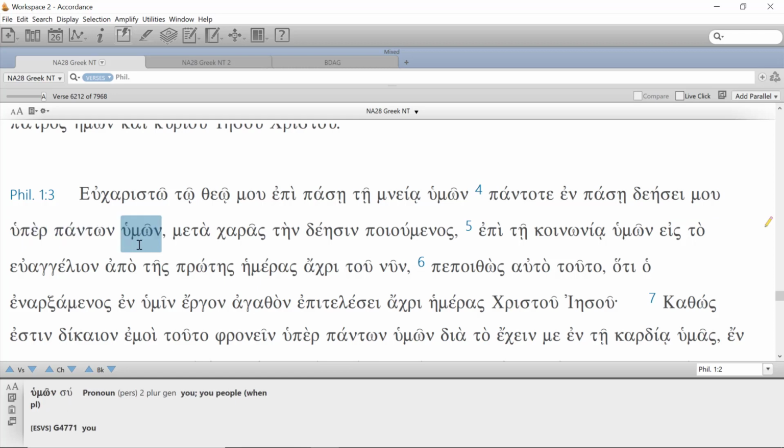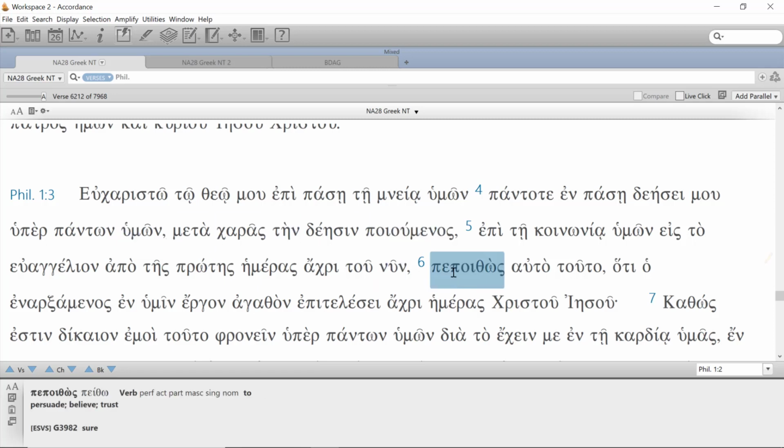And I'll stop right there. Maybe you heard and saw we've got a pi right there. Pantote en pasi deesei mou huper, another pi there, panton humon. And what is he saying here? He says, always in every one of my requests for all of you. And so it kind of has this machine gun effect, and maybe complements this idea that he's always praying for them. Okay, this would be a possible demonstration of the importance of phonology.